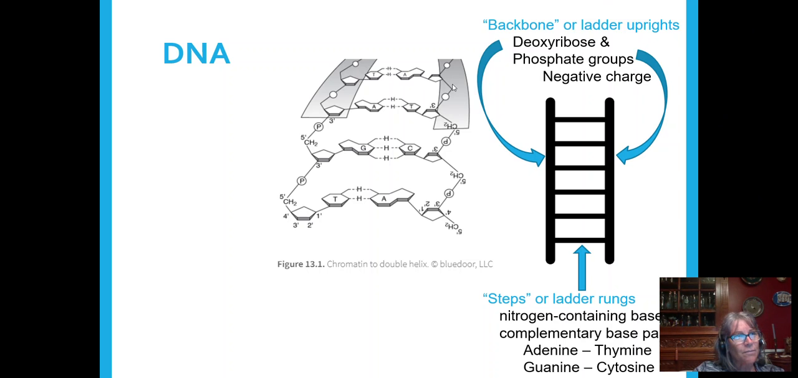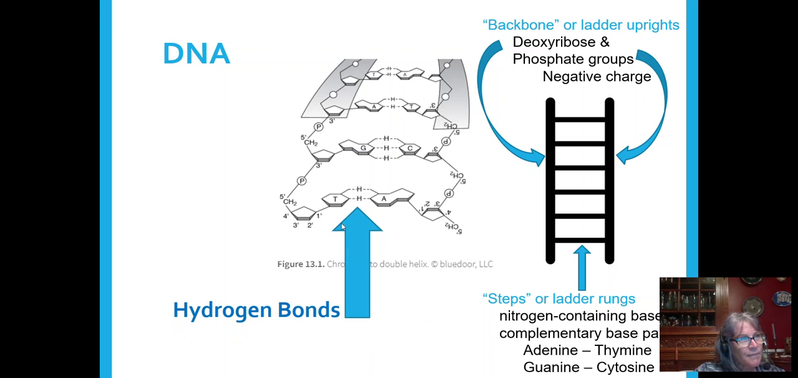So that's my backbone. And then the rungs of the ladder, or the steps, would be the nitrogenous bases. And they have complementary base pairing. Adenine always pairs with thymine. Guanine always pairs with cytosine. Those nitrogenous bases pair with hydrogen bonds.